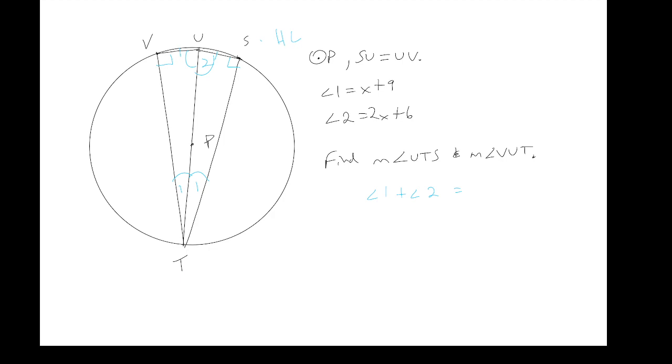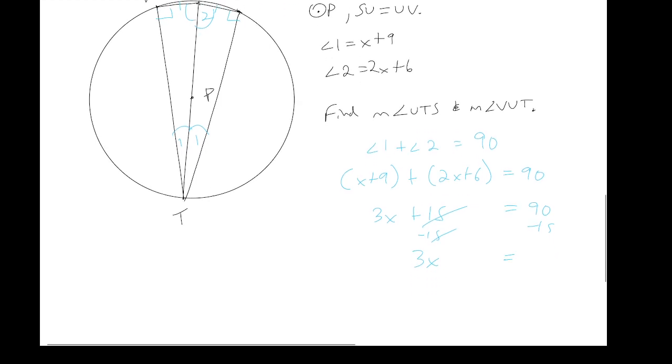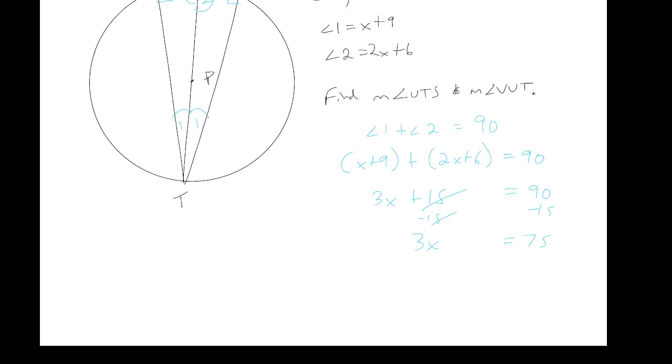Angles 1 and 2 are complementary, as they are the two acute angles in that right triangle. All right, and now we can actually substitute. Angle 1 is x plus 9 plus angle 2, which is 2x plus 6, is equal to 90. So then we have 3x plus 15 is equal to 90. Minus 15, minus 15. 3x is equal to 90 minus 15, which is 75. So x is equal to 25.